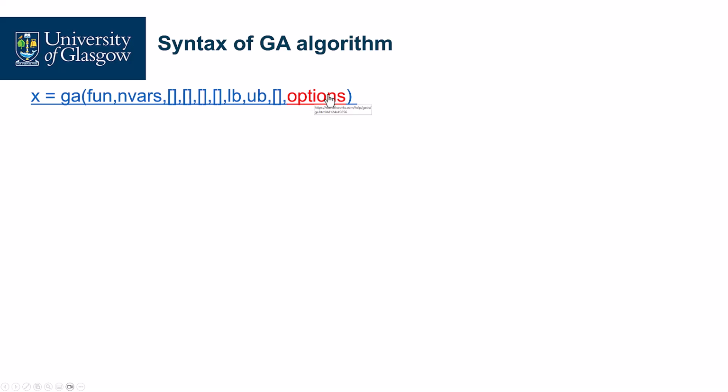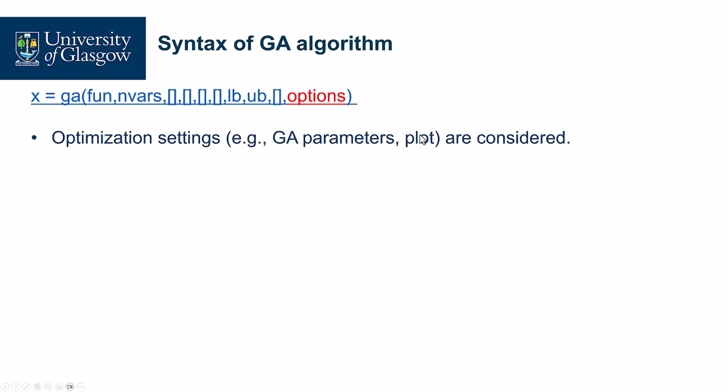If you want to define some options, you can write the options here. Options are where we put the optimization settings, for example the population size, the crossover rate, and we can also set the plot settings in the options. But pay attention that before options, there's also an empty square bracket. What is this for? This is for the nonlinear constraints, right? So if we want to put options, don't forget this one must be there. Otherwise, if you have nonlinear constraints, you can put them here. Okay.